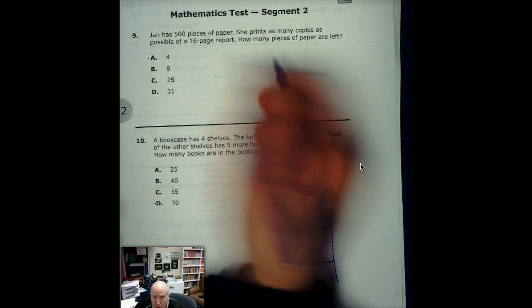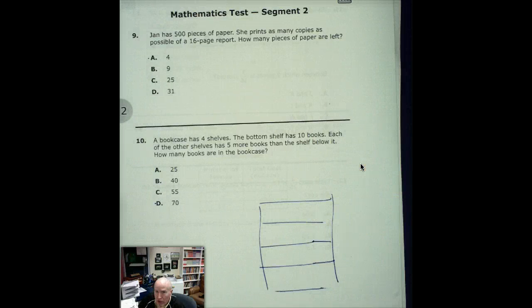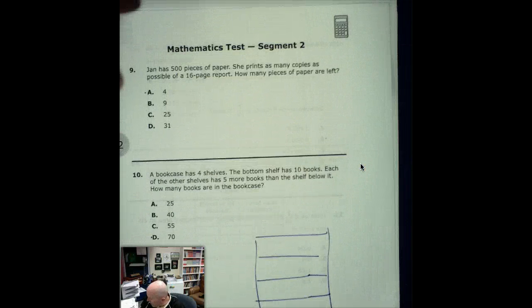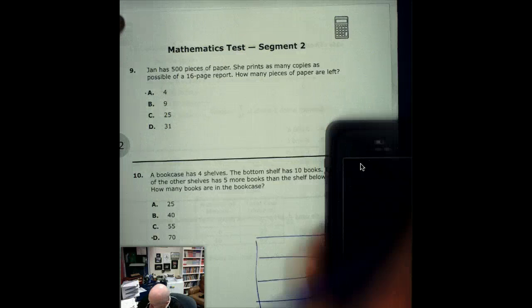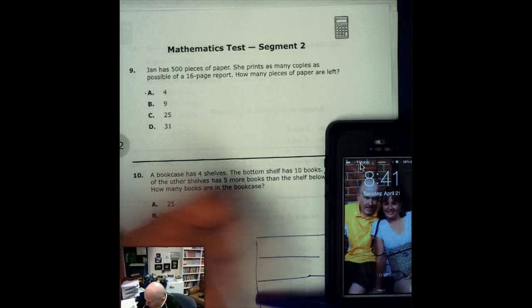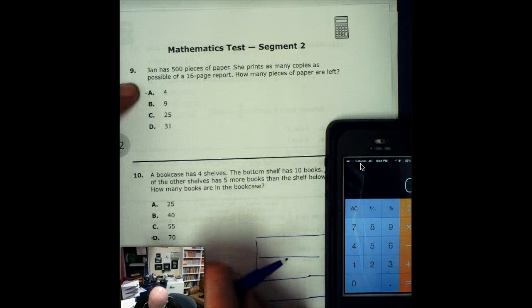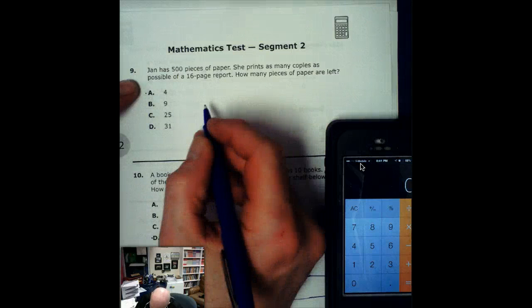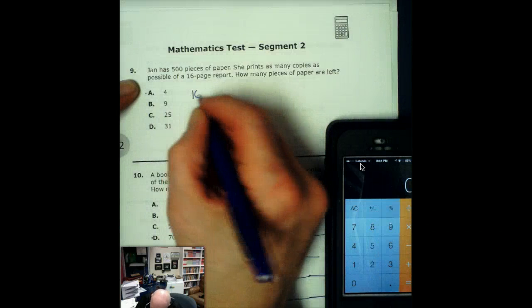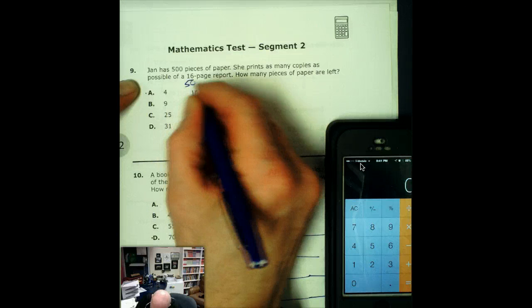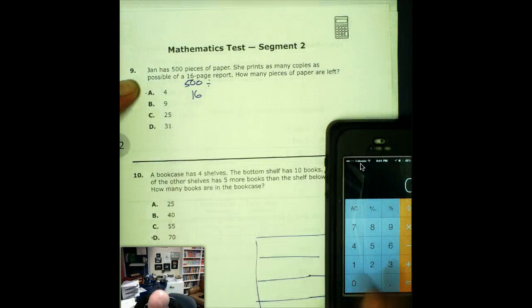This is a tough problem too. But now we are into our calculator segment, so I'm going to get my calculator out and have that ready to roll here. Hopefully you'll be able to read that. All right. So we've got 500 pieces of paper that Jan has. She prints as many copies as possible of a 16-page report. So what she's going to do is take that 500 and divide it by 16. So let me do that real quick.